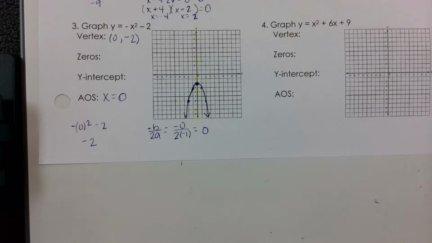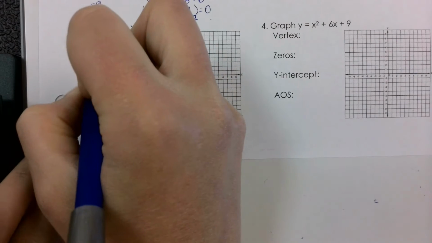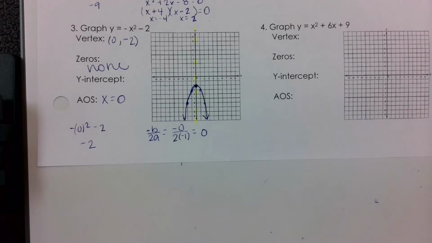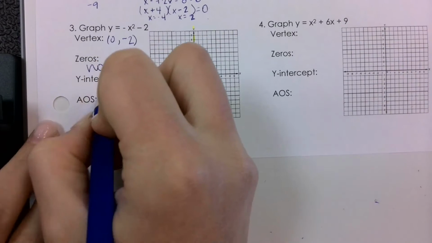So where are zeros this time? Do we ever cross the x-axis? Okay. So for zeros, we'll say none, and that's okay. What about our y-intercept? 0, negative 2 again.